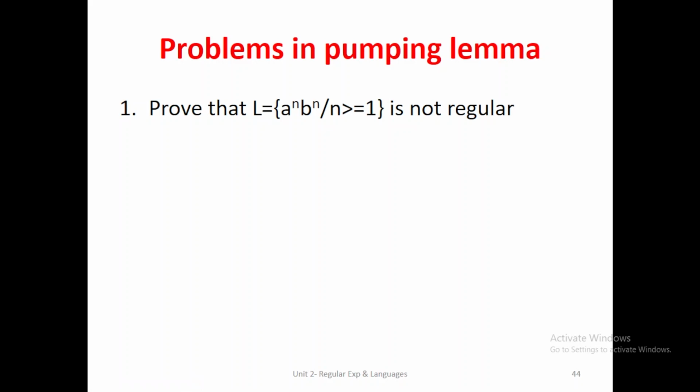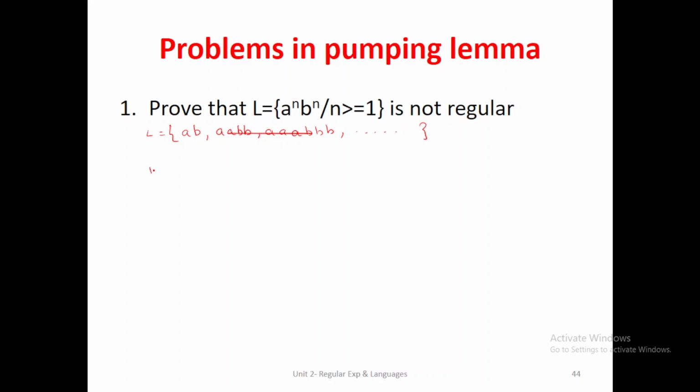So let us take the first example. Prove that L is equal to a power n, b power n, where n is greater than or equal to 1. This is the given statement. You should prove that it is not regular. First you should write the correct values of L. If I substitute n equal to 1, the string is ab. If n is 2, it is a squared b squared, let us write it as aabb. Then n equal to 3 means a cube b cube, which will be written as aaabbb. Like that, the correct strings are there.